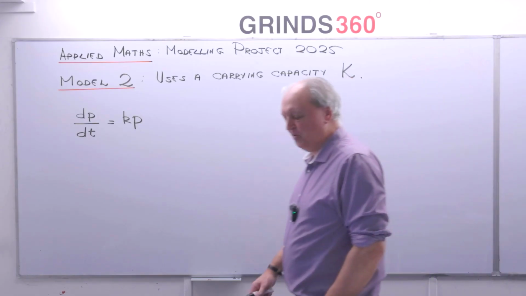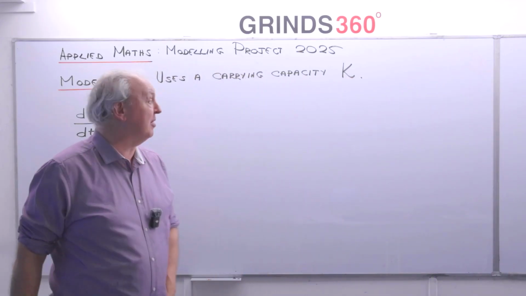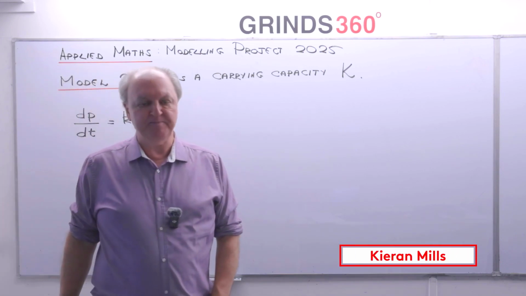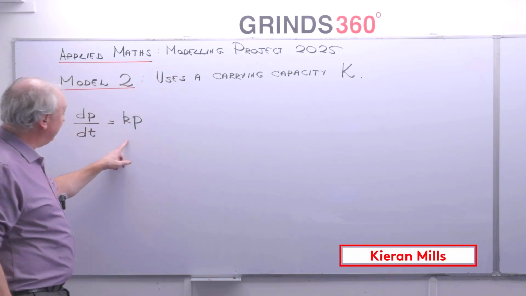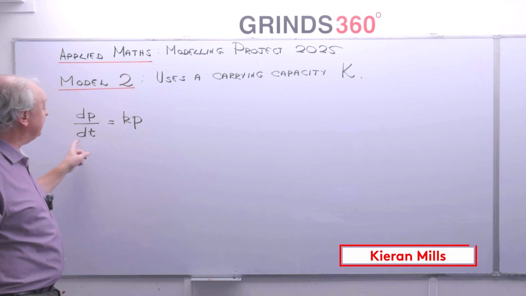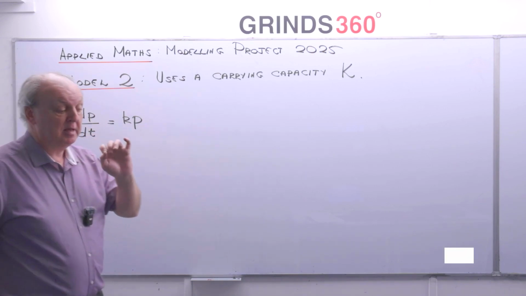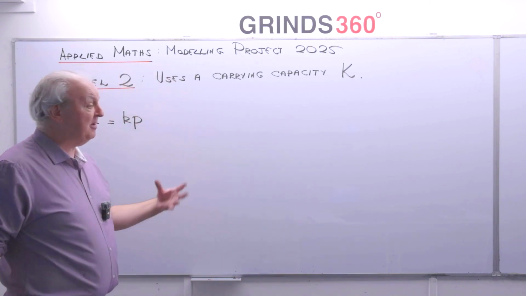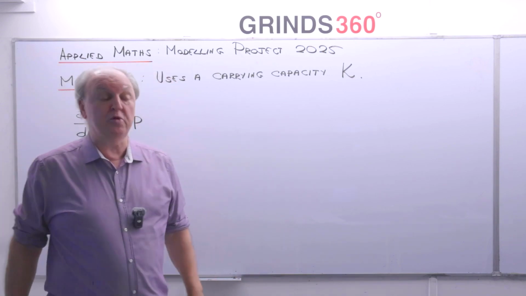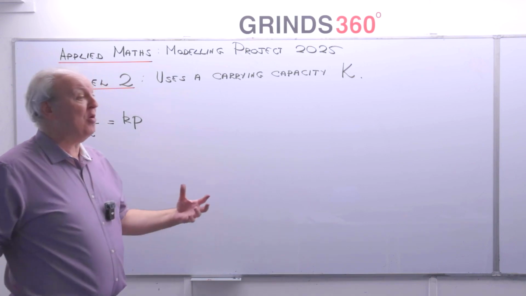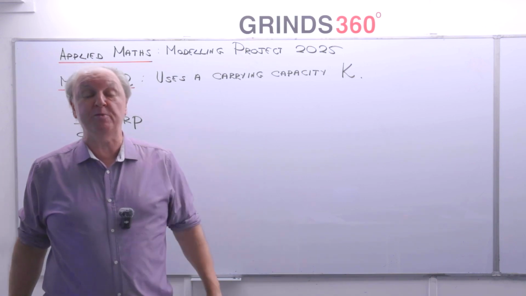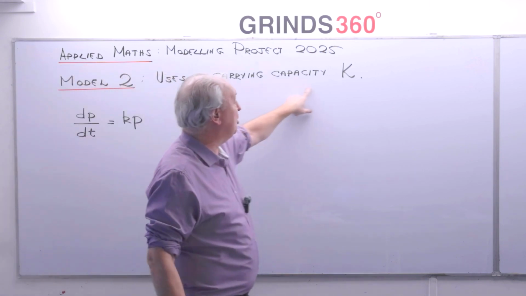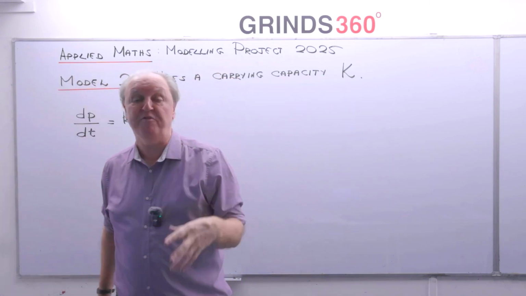So welcome to Model 2 of our Applied Maths Modelling project for 2025, where the theme is populations. In Model 1, we had this differential equation, dp/dt is equal to k times p. And it worked quite well for a short time, but then as the population grew and grew and grew, it went so high that the Earth couldn't possibly sustain it. We reckon the carrying capacity for the human population on the Earth is about 12 billion.